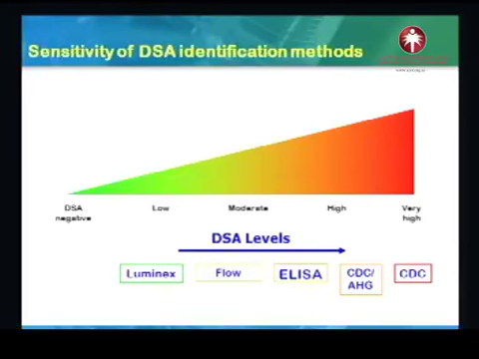Back to the methods, I talked about CDC, CDC and AHG, and Luminex. For CDC to be positive, you need to have a high level of donor-specific antibody. And for the method we are using in our lab, even if there is a very low DSA titer present, or what we refer to as MFI, we will still be able to detect it, and we will inform the clinician that this patient is sensitized. Yes, not high titer, but you have to modify your regimen in treating him.